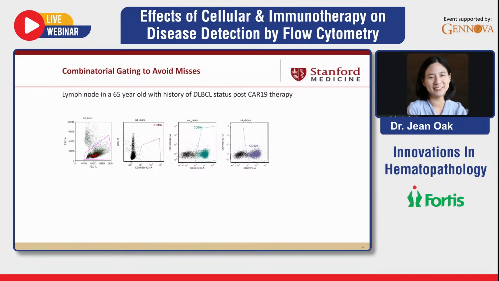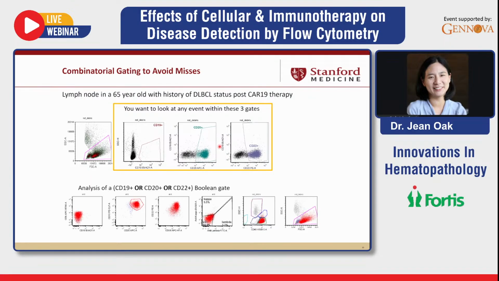So what you want to do instead is look at any events that are expressing 19, 20, or 22 and use a combined all B gate. This allows for detection of B cells that might have lost one or more pan B cell antigens without increasing the number of plots that we have to look at, because no one has time for that, right? Most commercially available software will allow you to create a Boolean gate. So here the Boolean tactic is 19 plus or 20 plus or 22. This will allow you to cut down the number of plots.